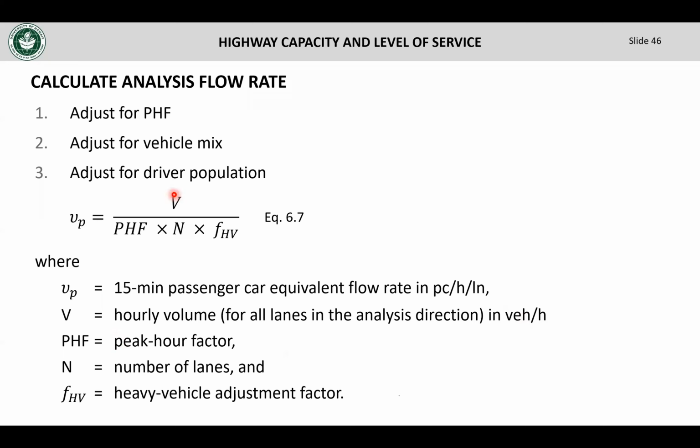Clearly, if I want to be doing the analysis on a per lane basis, you need to divide that number by the number of lanes. Because once I divide the total traffic V in vehicles per hour by N, now the units are going to be what I had, vehicles per hour, but now also per lane, right?